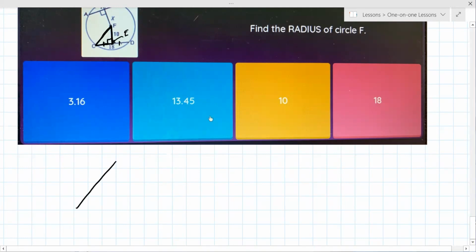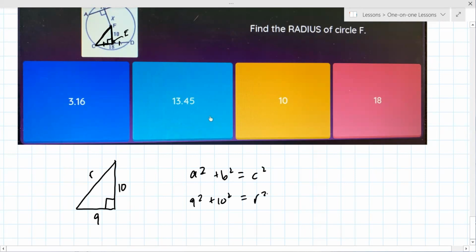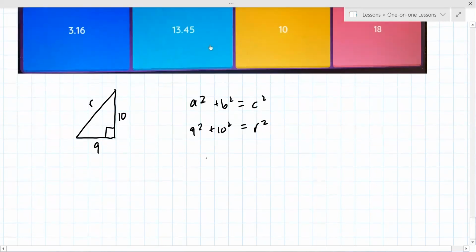And this is where it's really good sometimes to redraw the triangle, because the things that we care about, that's 9, that's 10, that's your radius. How do we find the hypotenuse of a triangle? Well, there's the Pythagorean theorem. A squared plus B squared equals C squared. So 9 squared plus 10 squared equals R squared. 181 equals R squared. So R equals the square root of 181.